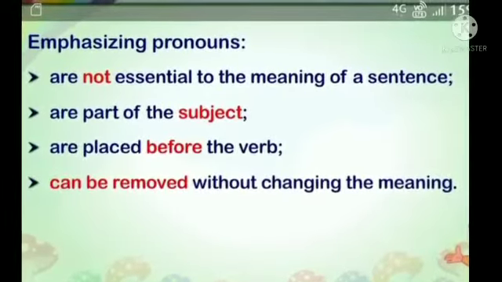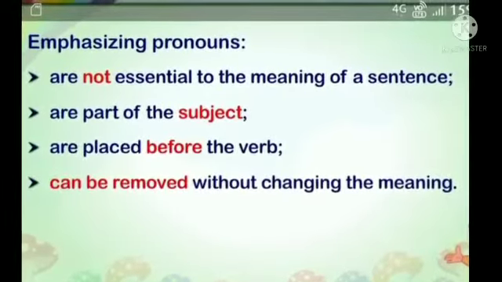Now come to the demonstrative pronouns. See the table, singular this, plural these, singular that, plural those. Now what are demonstrative pronouns? They identify specified nouns and pronouns and are used as subject and object pronouns. This and these refer to nouns that are nearby, that and those refer to nouns that are far away. So see the example, this is my cat and those are its kittens.